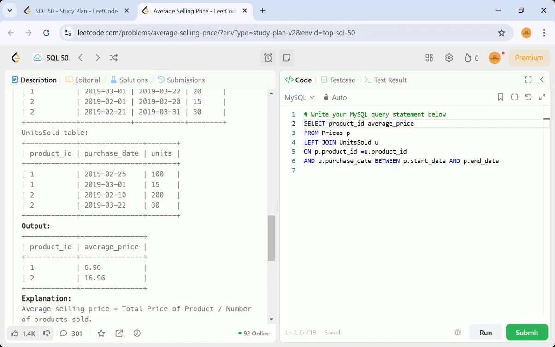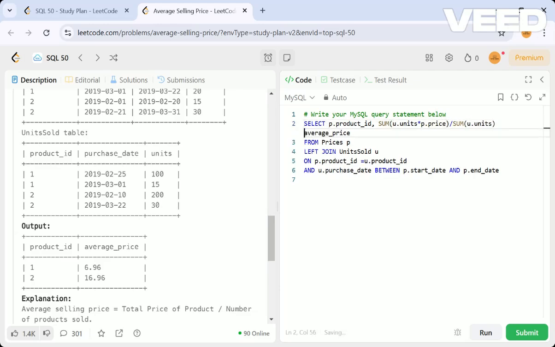So product ID, which we have here in the products table, P dot product ID. And average price is the alias name. Actually, they're asking for the sum divided by the sum of units, right? So units will be present in the units table. The sum we have to take is units into the product's price, units into P dot price.